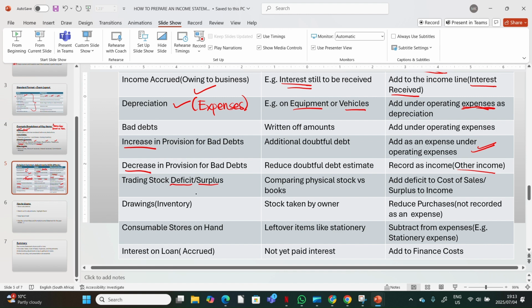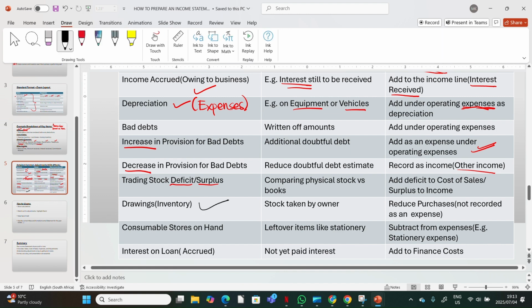So now, after our inventory, we are going to have our consumable stores on hand. This is basically your leftover items like your stationery. Sometimes you might have stationery that's left over in your company, and you're going to subtract it from your expenses, because if we have more stationery left in our company, we are going to subtract it from an expense because it's still there. Meaning that we haven't used all of it, right?